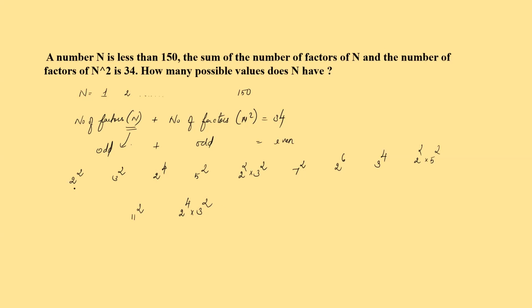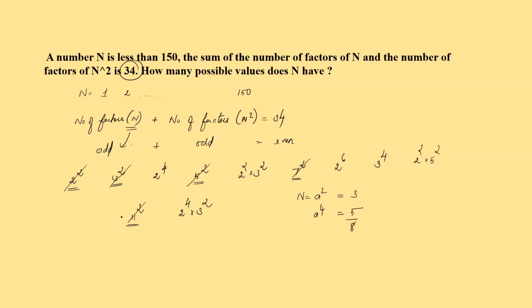Now look, any number in the format a square, where a is a prime number, definitely will have 3 factors. So I can now take these numbers at a go and I say that if n is in the format a square, then it will have 3 factors. So n square, that is a square whole square, which is a power 4, will have a total of 5 factors. So the sum of the number of factors of n plus the number of factors of n square is going to be 8 in this case. But they have given that the sum has to be 34. So condition doesn't satisfy. So I can say that none of the numbers in the format a square are going to satisfy this particular thing.